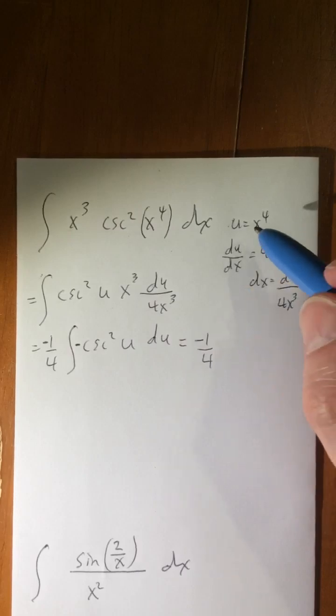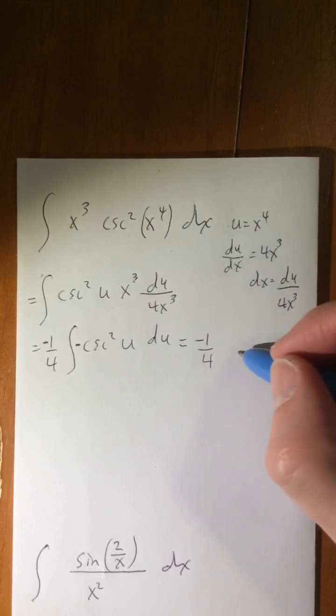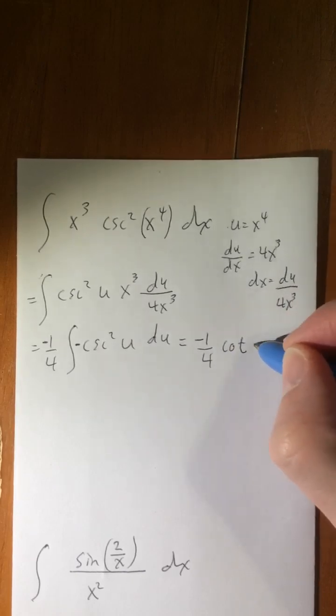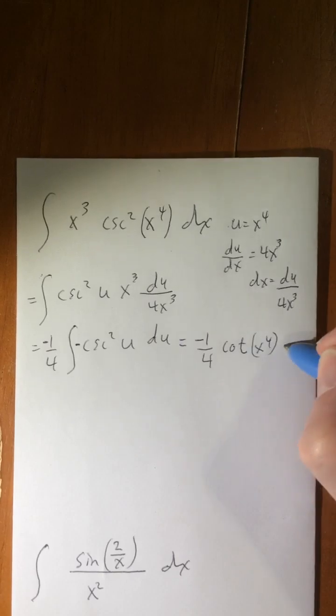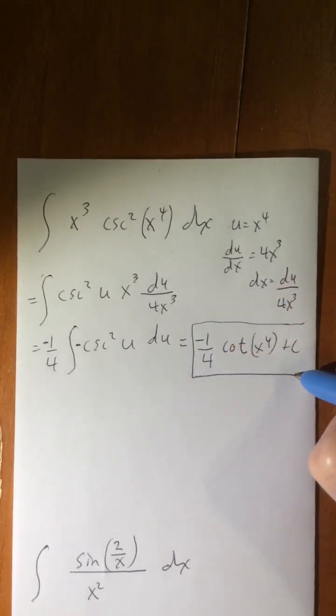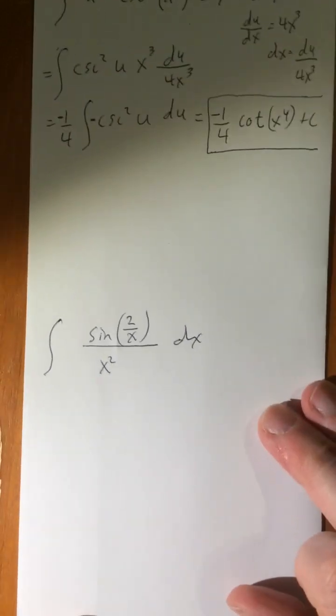And we know that u is just x to the 4th, so this is going to be cotangent of x to the 4th plus c. And that one's done too. All right, 2 more to go, I think. Yep, 2 more to go.